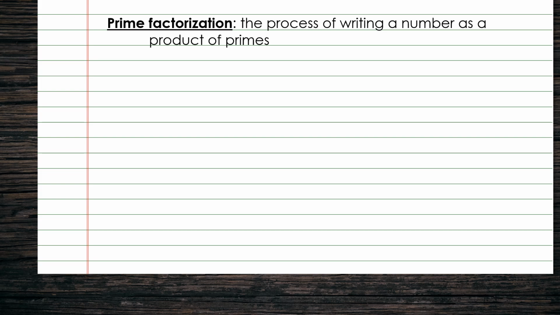Prime factorization is the process of writing a number as a product of primes. Notice the word product. This word means multiplication. In other words, it means the process of writing a number in terms of multiplication. Now, here's a neat fact. The prime factorization is the unique DNA of a number.